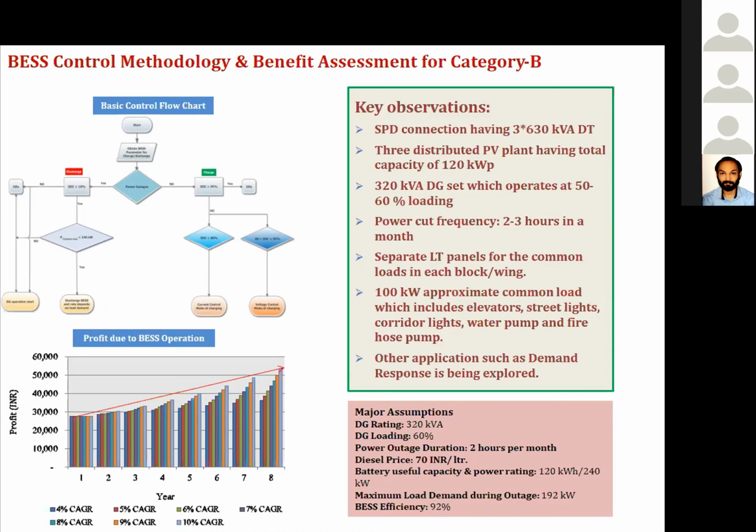This is the secondary application flowchart for category B while using the energy.